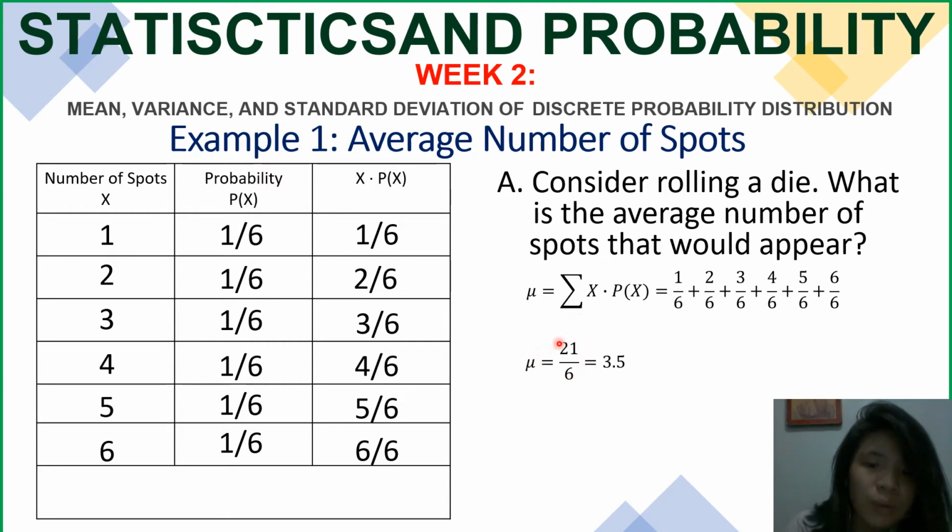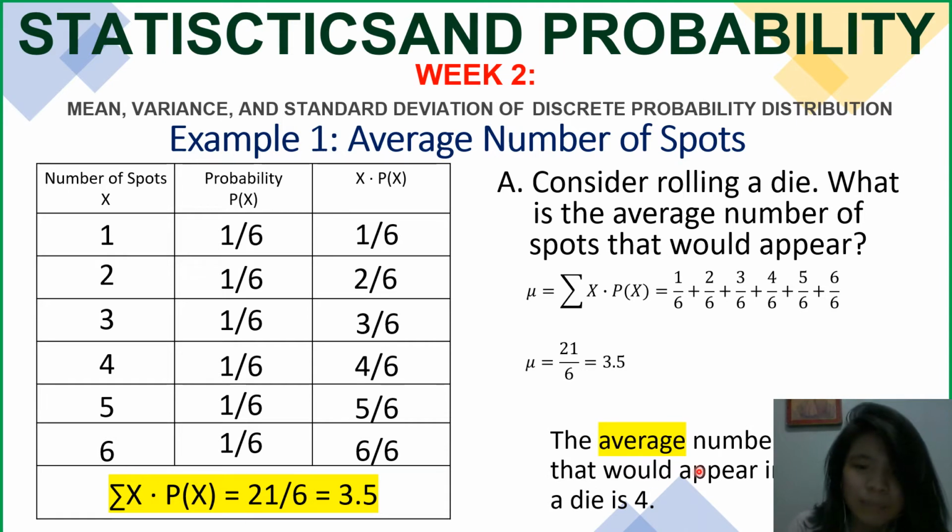And dividing 21 by 6, we will get 3.5. But we're getting the average, so let's just round off our answer. The summation or the mean is 3.5. And the average number of spots that would appear in rolling a die is 4, because when you round 3.5 off to the nearest whole number, that is 4. So, our answer here is 4.